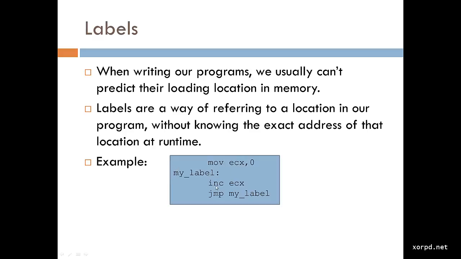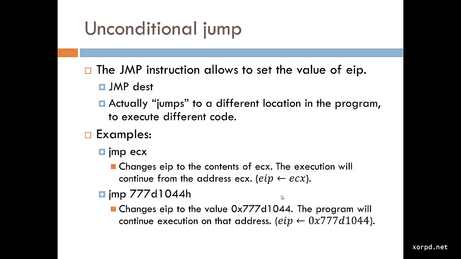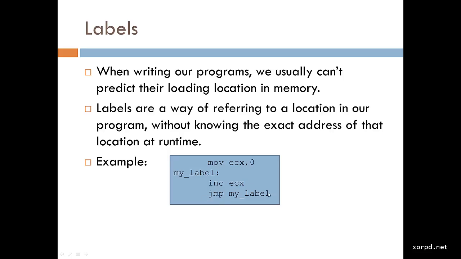Now, let's continue to read the code. The next instruction is inc ECX, which increases ECX. And the next one is jump, and the argument is my label. You might be a bit surprised here because I earlier said that jump can only receive things like registers or maybe constants, like the large number that we have seen before. Let us see it again. Here we have, for example, ECX or maybe a large number, but what is this my label given as an argument to jump? Well, there is an explanation.